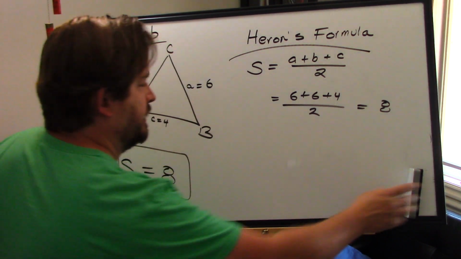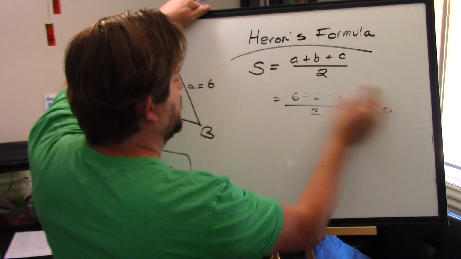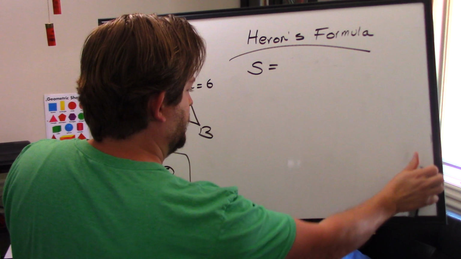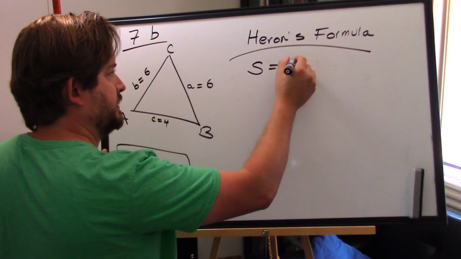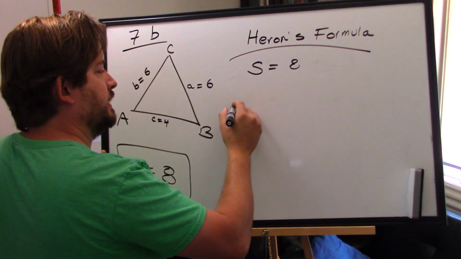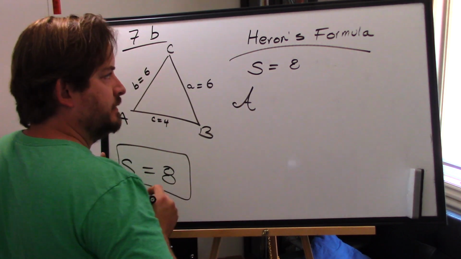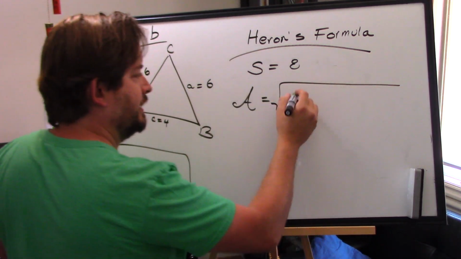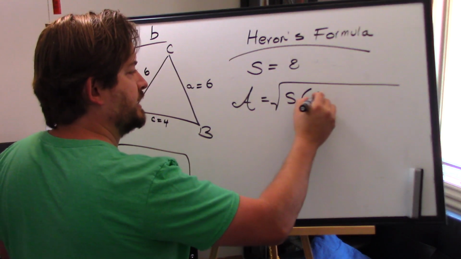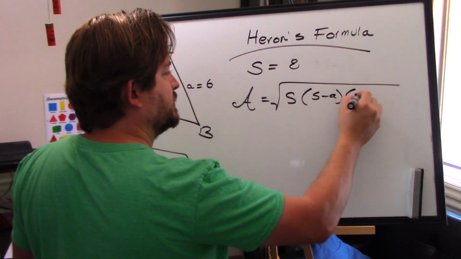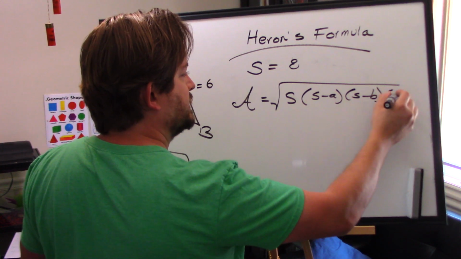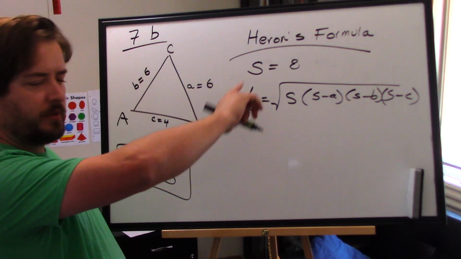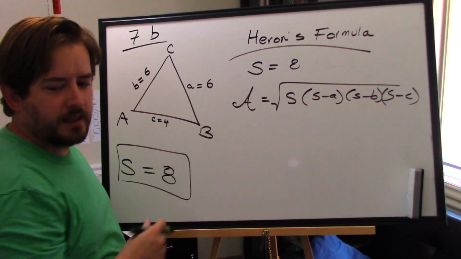In addition to that, S is 8. The area of a triangle in Heron's formula is the square root of S multiplied by S minus A multiplied by S minus B multiplied by S minus C. It's a pretty simple formula. It's the semi-perimeter multiplied by the semi-perimeter minus each of the 3 legs.